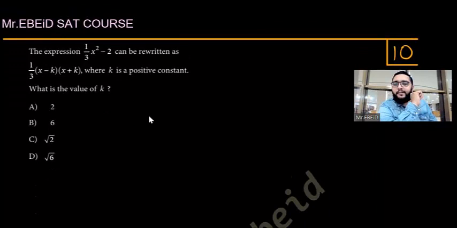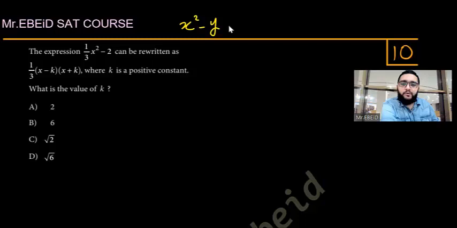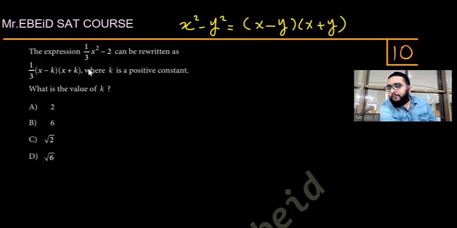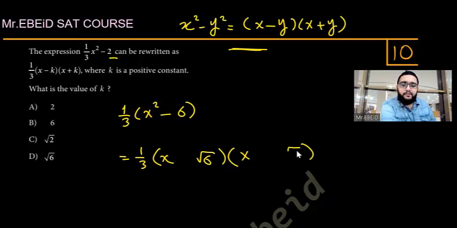The expression third x squared minus 2 can be rewritten as third times x minus k times x plus k, where k is a positive constant. What is the value of k? How can we find the value of k in this question? As we said before, if you have x squared minus y squared, this is a difference between two squares, so it will be x minus y times x plus y. Before applying this rule, we will take a third as a common factor, so it will be a third times x squared minus 6, as a third times 6 equals 2. Now we can apply the difference between two squares: x squared is x and x, and 6 gives root 6 and root 6, one negative and the other positive. So the value of k, by comparing, equals root 6.